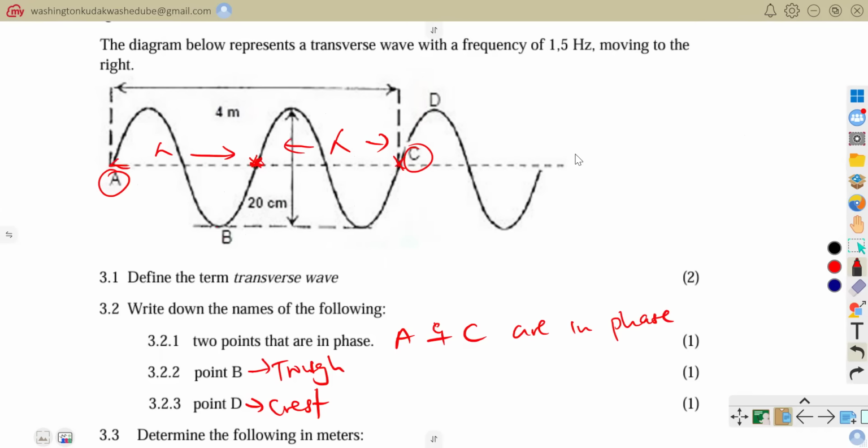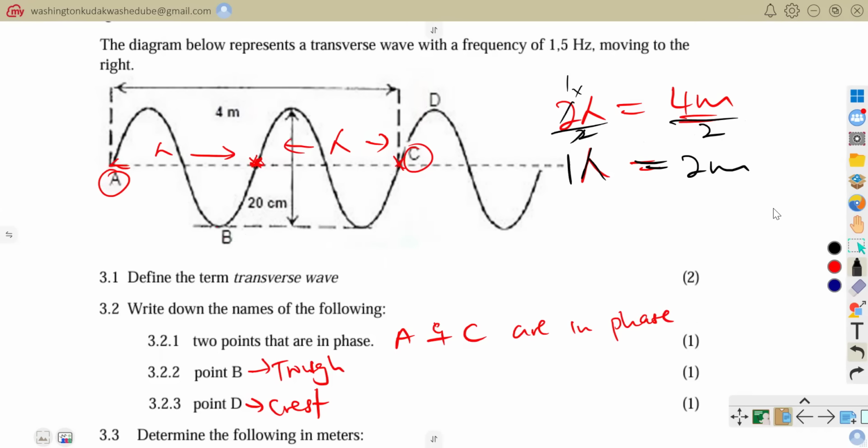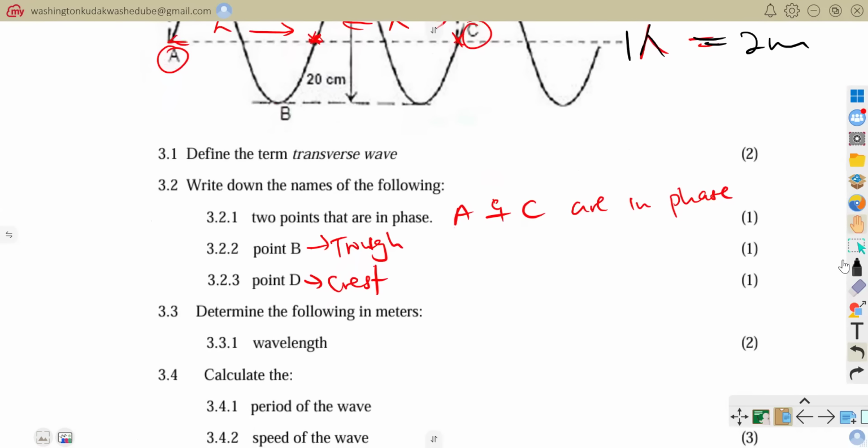So two wavelengths are equal to the distance, which is equal to 4 meters. One wavelength would be equal to what? I just divide by 2. 2 into 2 is 1, 1 times lambda becomes lambda. So one wavelength would be equal to 4 over 2. It becomes 2 meters. That is simply how I would measure my wavelength. So my wavelength here is equal to 2 meters.